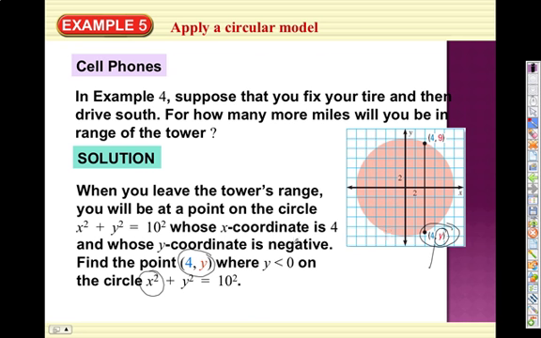I might have made a mistake on the last picture I was looking at, but this is what we're talking about. We know this edge of this circle is x squared plus y squared equals 10 squared. We know the x value because we drove straight south, but we don't know the y value of this point right here. So let's go find it.